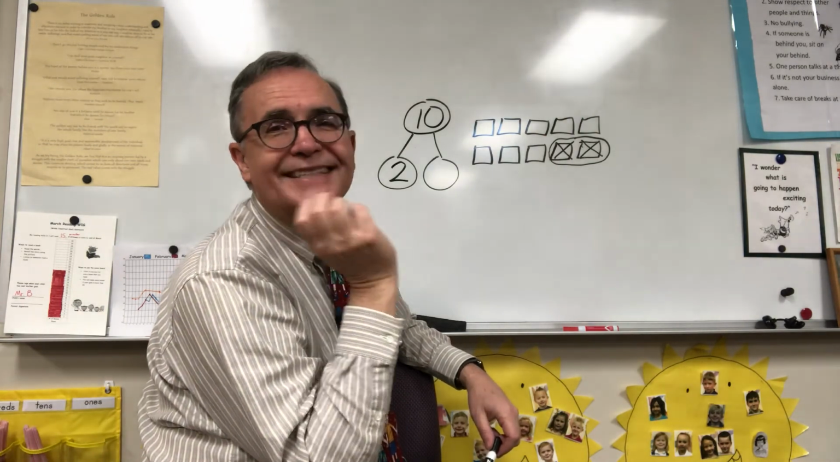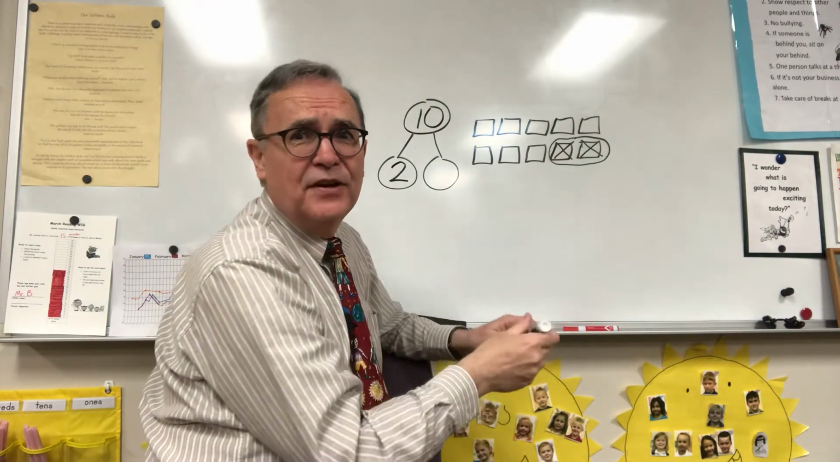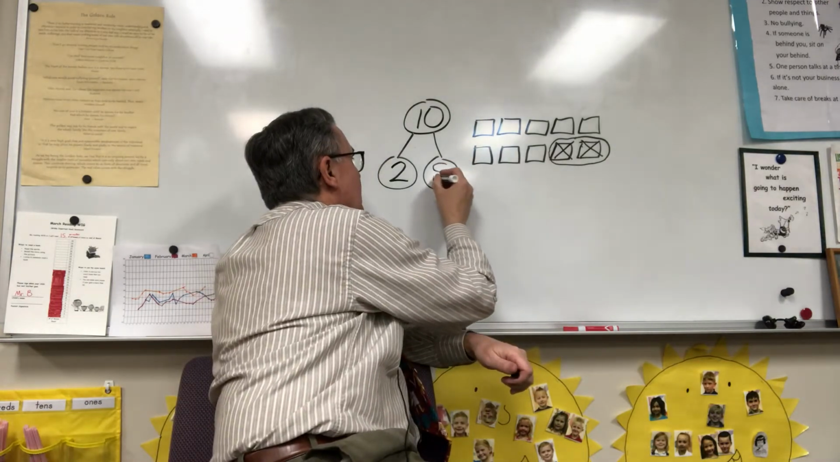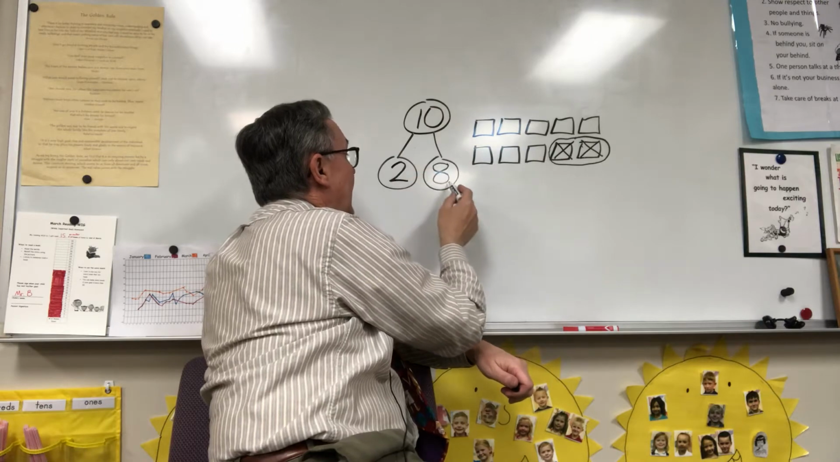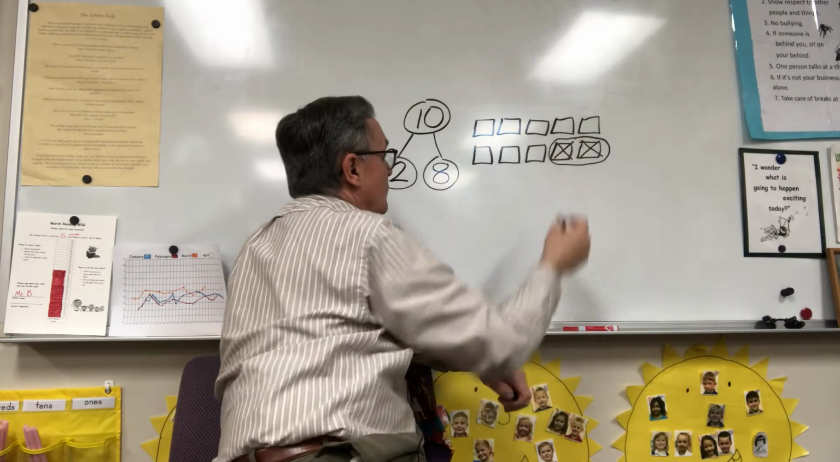What? You say it's 8? You said 8? 8 is the right answer. He has 8 cars that have wheels on them. 10 is 2 and 8. 2 without wheels, 8 with wheels.